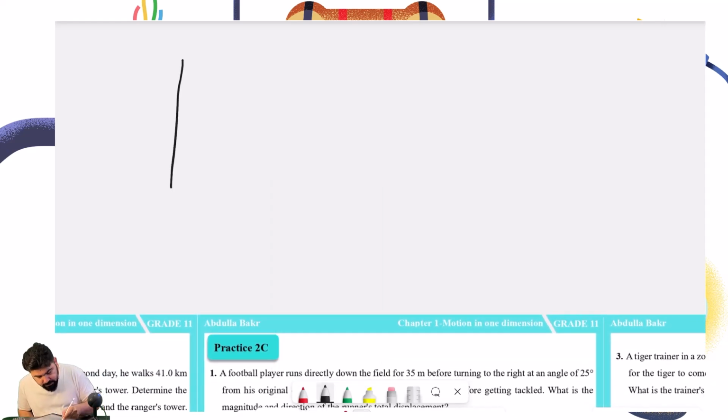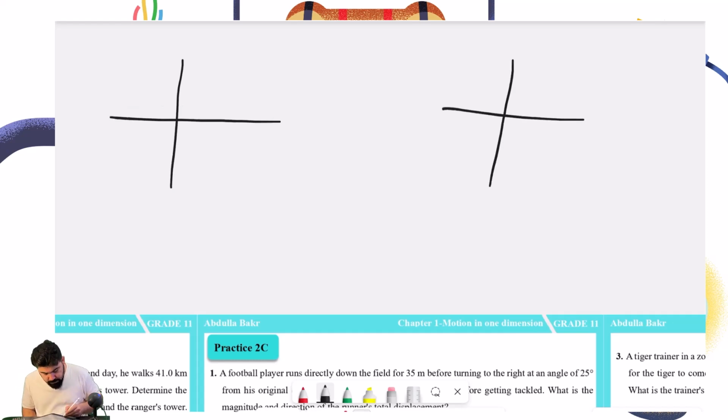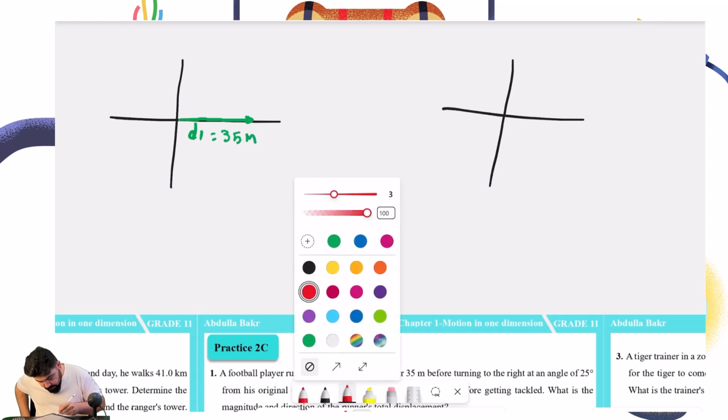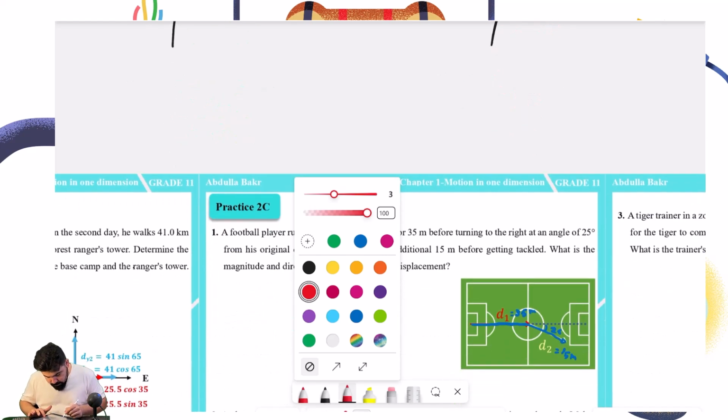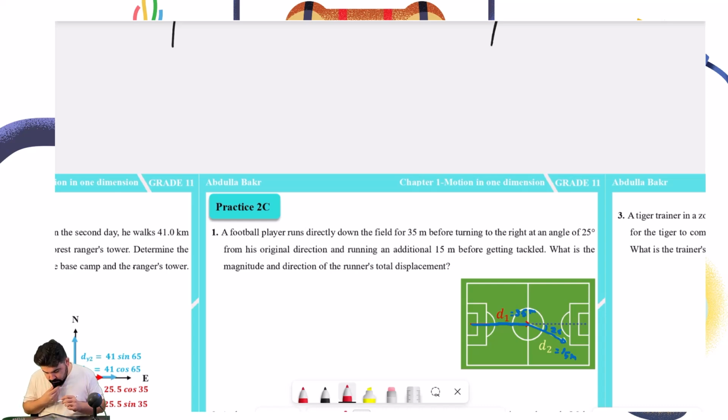We have two vectors. This is the first one. As I told you, always draw two vectors and always draw two coordinate systems. So first he moves like this. This is d1, which is equal to 35 meters, and then he goes like this and makes an angle of 25 and runs about 15 meters. So this is going to be my d2. Let me check: 15 meters and 25.